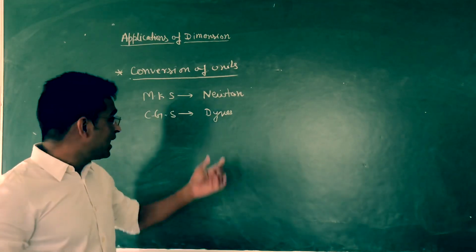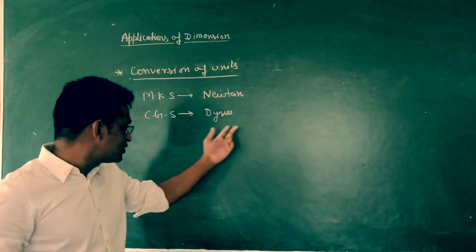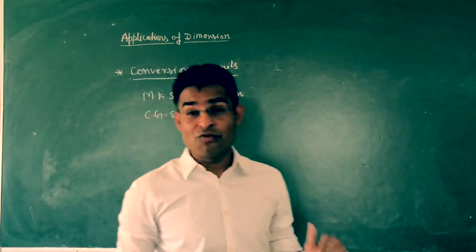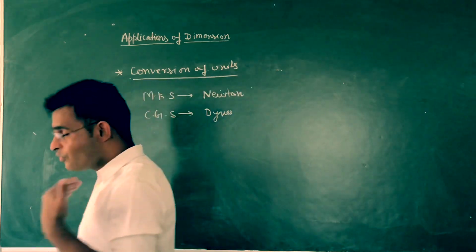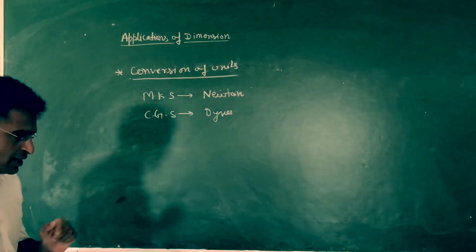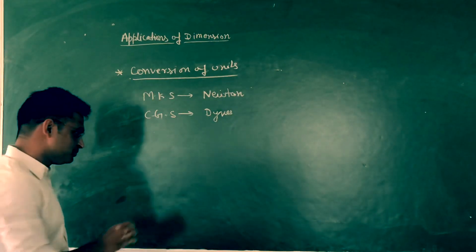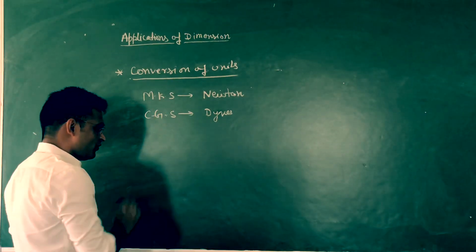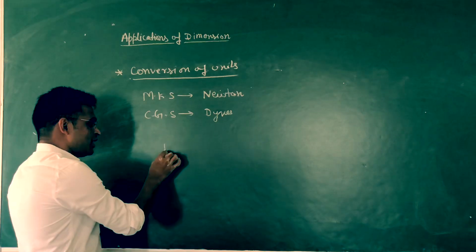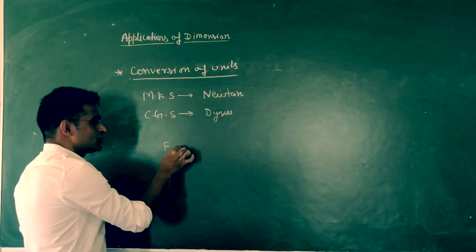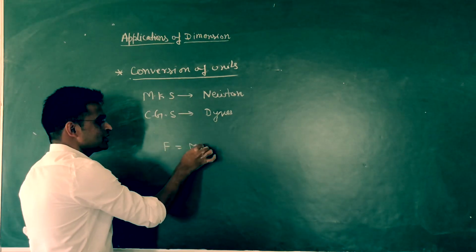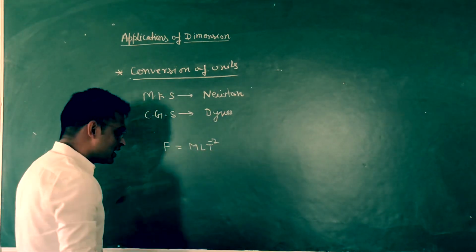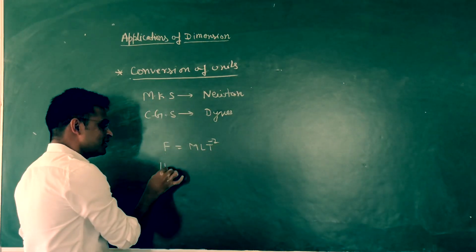So the MKS unit is the Newton, and the CGS unit is the dyne. I want to use dimension to find out how many dynes will be there in 1 Newton. So the first step: I'll write the dimensional formula of force. We know the dimensional formula of force is MLT to the power minus 2. Then I write this one, 1 Newton.